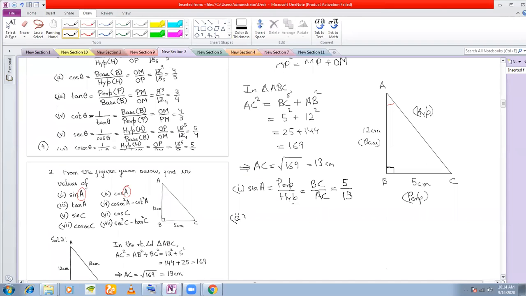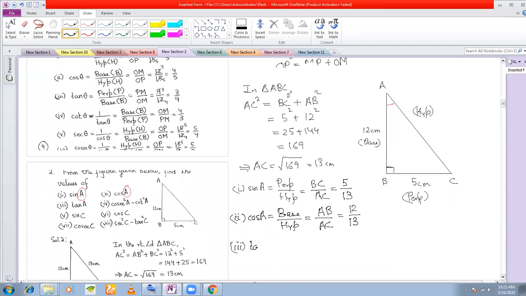Next one is cos A. Cos A, the formula was base by hypotenuse. In this case, our base here is AB and the hypotenuse is AC. The base is 12 and the hypotenuse is 13. So 12 by 13.